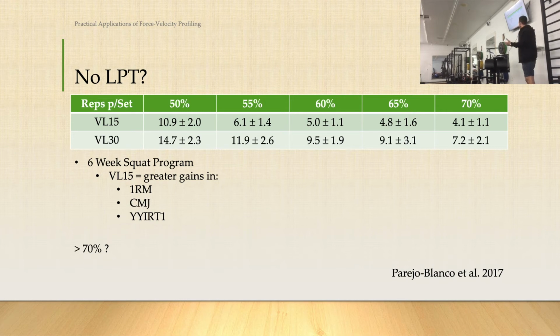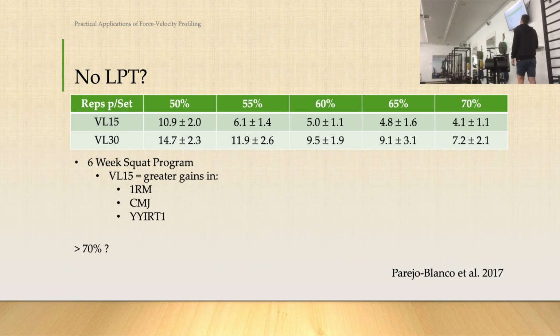So if you don't have an LPT or you don't use velocity-based training, you can just program a little bit smarter and just start to use some of these numbers. So if you're looking for improvements in 1RM or you're looking at improvements in countermovement jump, then you can program 10 reps to 50%.